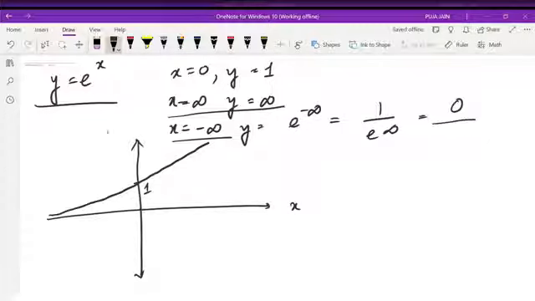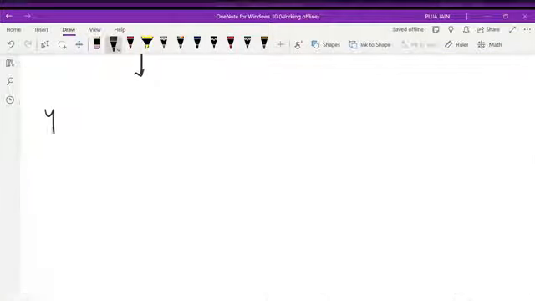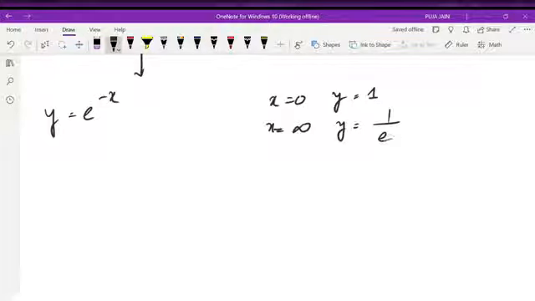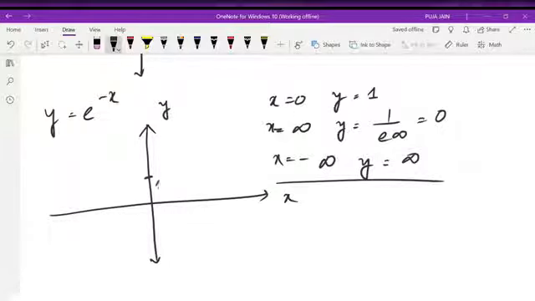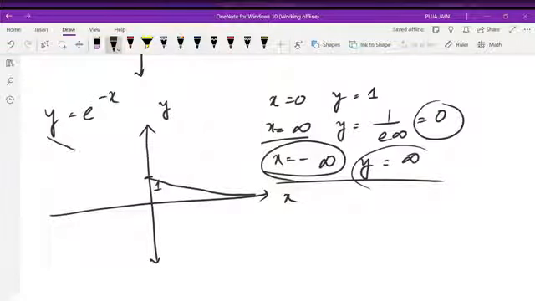Okay, for y equals to e to the power x. Now for y equals to e to the power minus x, at x equals to 0, y is 1. At x equals to infinity, y is 1 by e to the power infinity, that is 0. At x equals to minus infinity, y is infinity. Correct? This time, this is x, this is y. You see this, at x equals to 0, y equals to 1, right? At x equals to infinity, y is tending to 0. So here y is tending to 0. And at x equals to minus infinity, y is infinity. So it will come from infinity. So this is our graph. Okay?